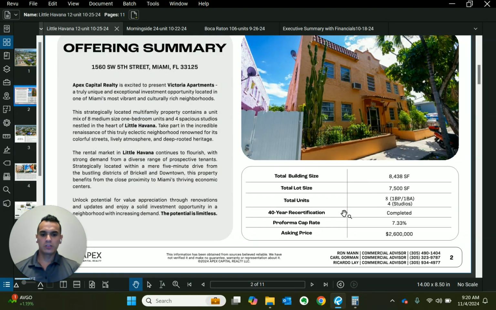Total units, 40-year certification. That's a Miami thing. Pro forma cap rate, 7.33%. So keyword there, pro forma. They're really saying this is what it could be if you brought rents up to market rent, or perhaps if you renovated it. We don't know. Again, it's not about what's necessarily here, but what are they omitting? And to me, they put pro forma cap rate, but they don't put the current in place cap rate. They don't put the current in place NOI.